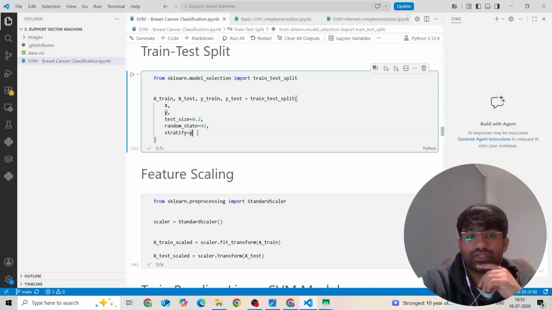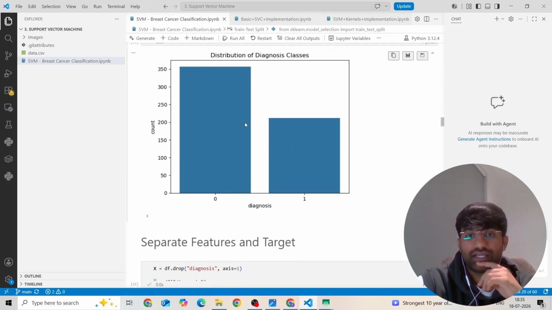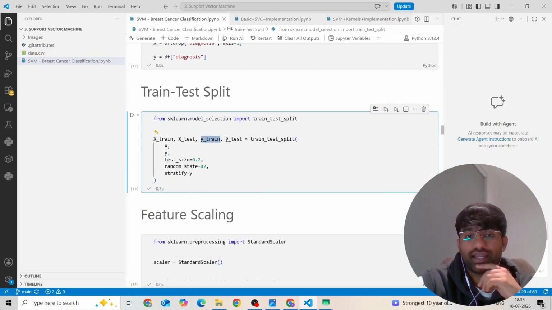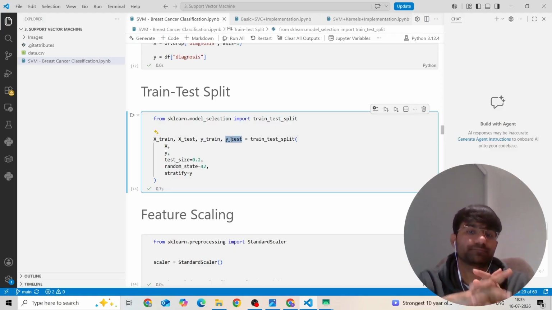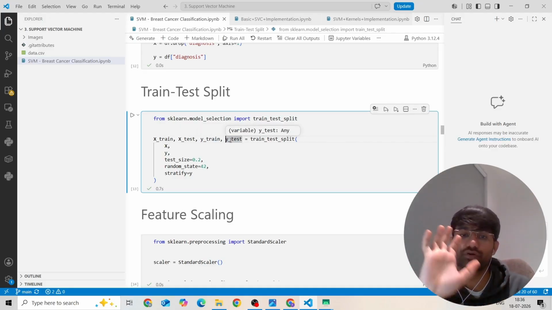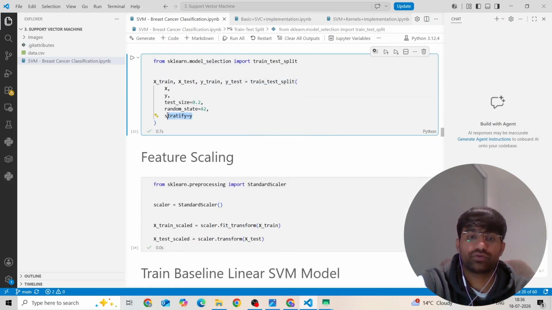Stratify equal to Y, that means the Y variable, because the data is 60:40. It is not perfectly balanced. So I want both Y train and Y test to have the same ratio of data when I split the data. So if Y train has 10 records, 6 records should be non-cancerous and 4 records should be cancerous. And in Y test also, if Y test has 10 records, 6:4. I want to maintain the same distribution. So I have used stratify equal to Y.